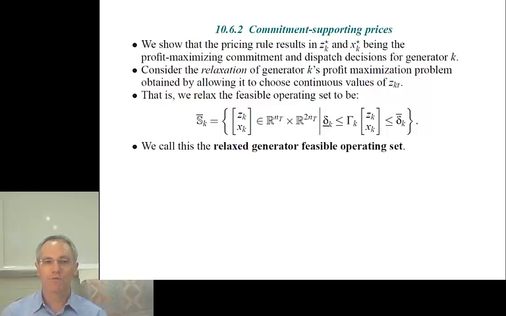In order to do that, I'm going to define another relaxed problem. I'm going to consider a relaxation of generator K's profit maximization problem that's obtained by allowing it to choose continuous values of zkt. So let me write it Sk overline. All I'm going to require is that the inequality constraints be satisfied. I'm not going to require that z be integer valued. We'll call that the relaxed generator feasible operating set. And remember, I've extrapolated the cost function so that it is defined on all possible continuous values of z.